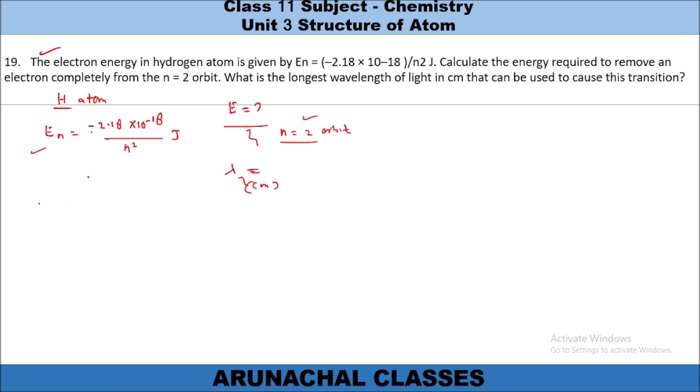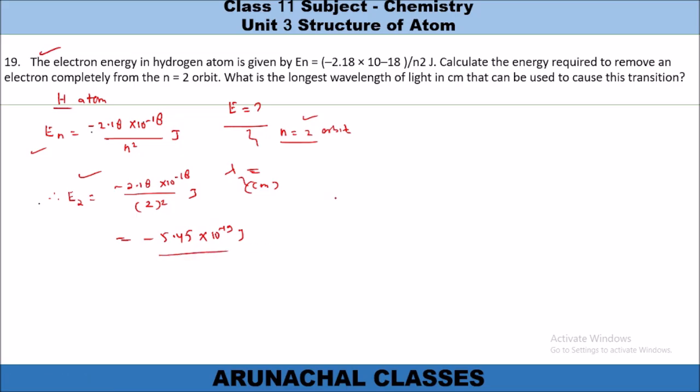So here we know that E base n equals minus 2.18 multiplied with 10 power minus 18 divided by n square. Therefore, the energy for the second orbit will be minus 2.18 multiplied with 10 power minus 18 divided by 2 square joule. Solving this, it will be minus 5.45 multiplied with 10 power minus 19 joule.